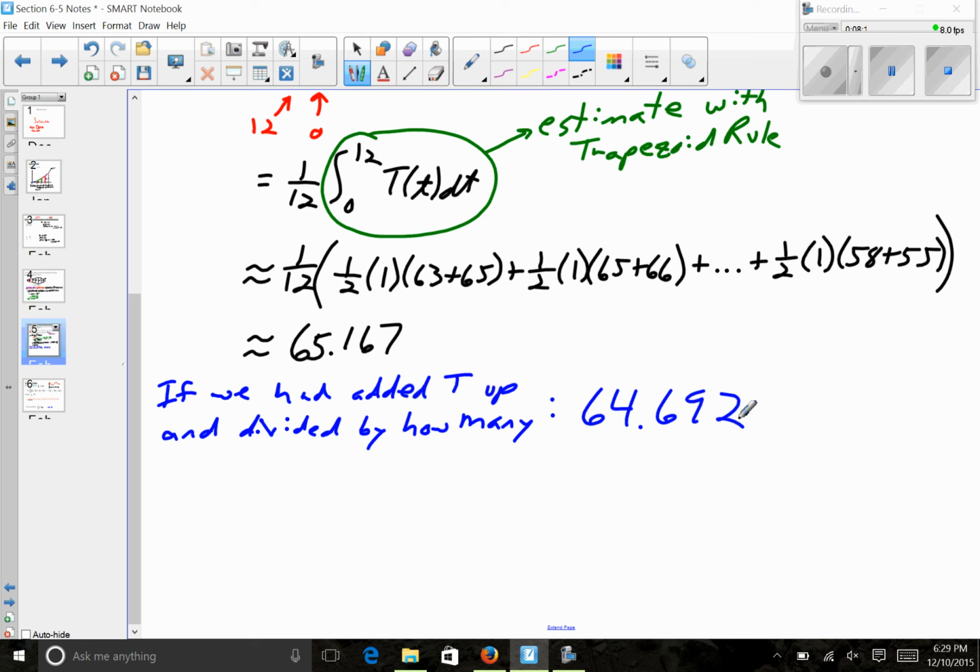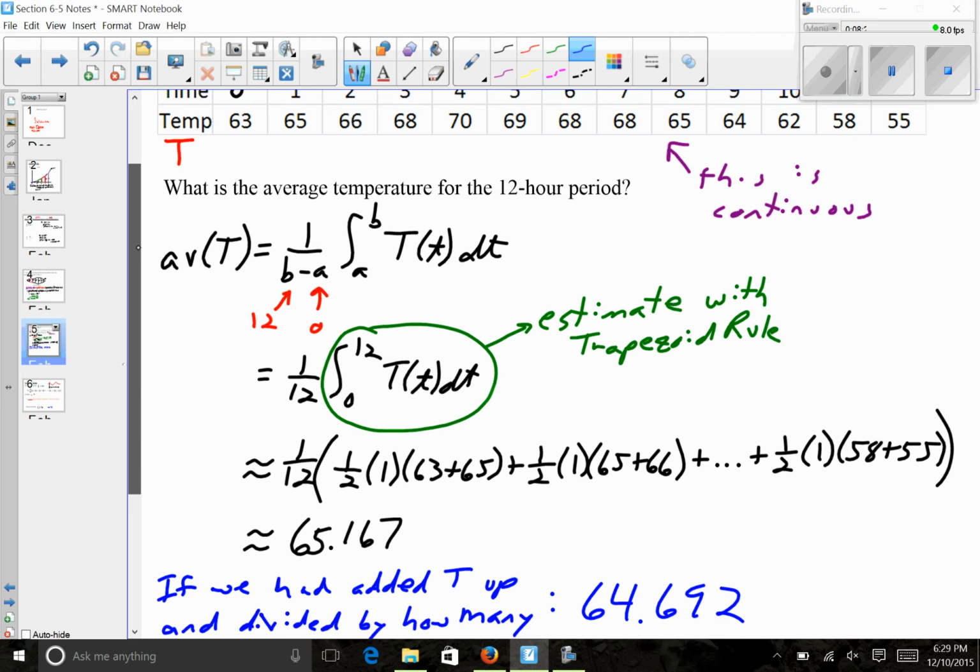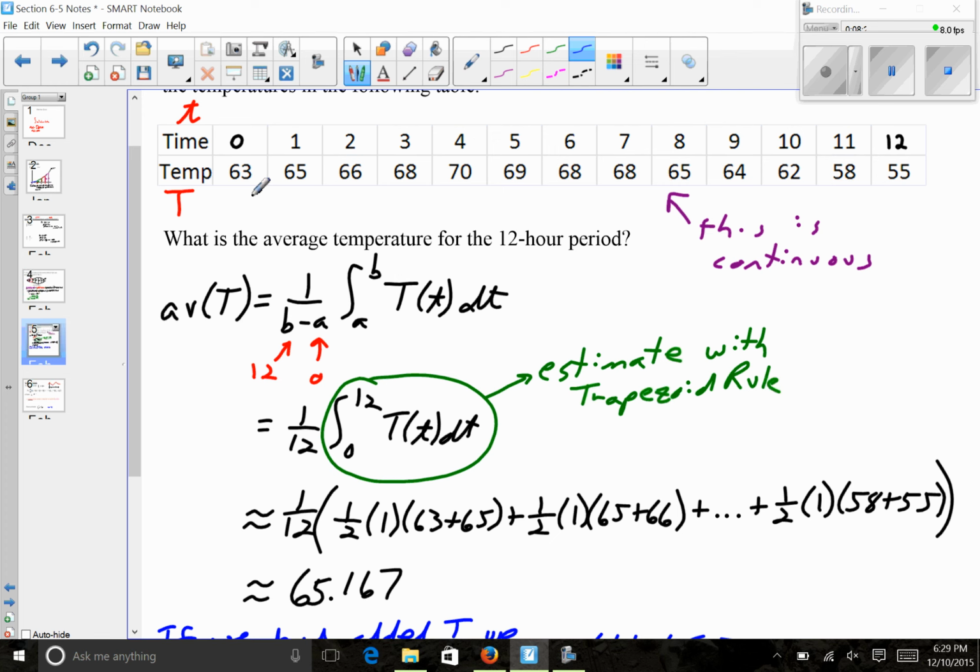And the reason there's a difference like this is because this is continuous, doing it with the integral, even with an estimate, is taking into account what's happening to the temperature between, say, the 63 and 65 degrees. Whereas just adding these up and dividing by 13 is saying we have 63, we have 65, it's never the temperatures in between. So we have to make that distinction that this is continuous so that we can take into account the temperatures in between the 0 hour reading and the 1 hour reading.